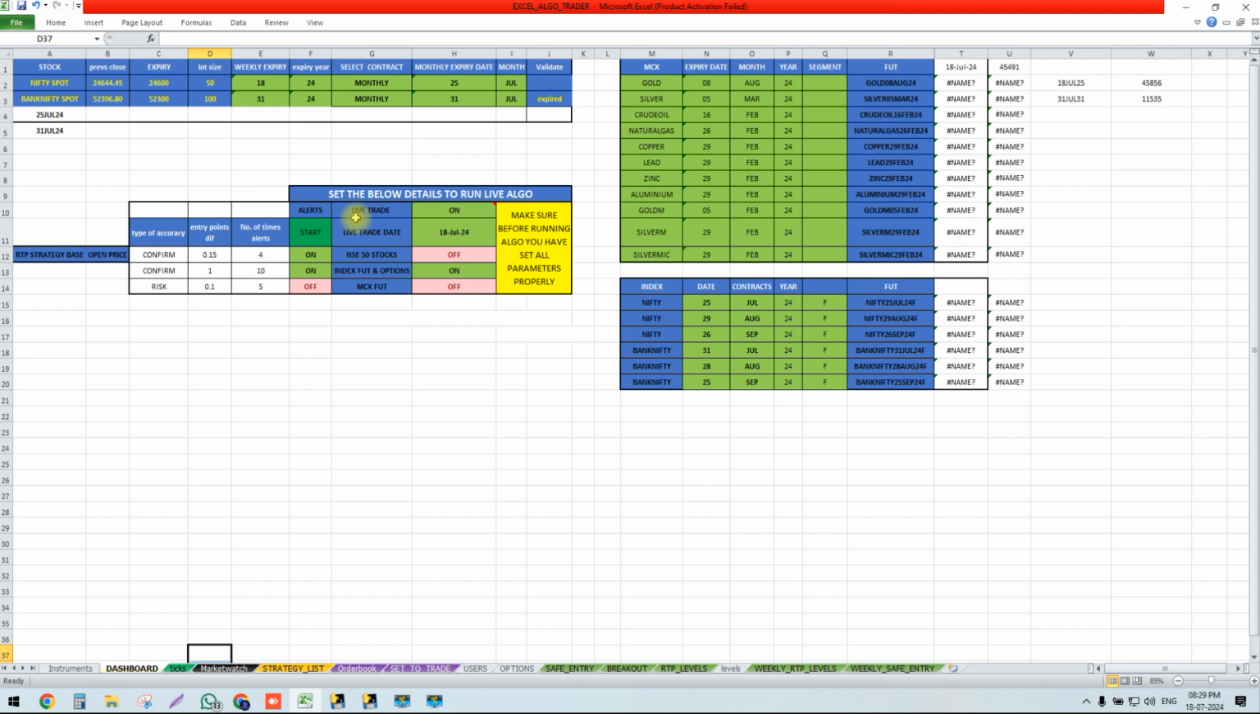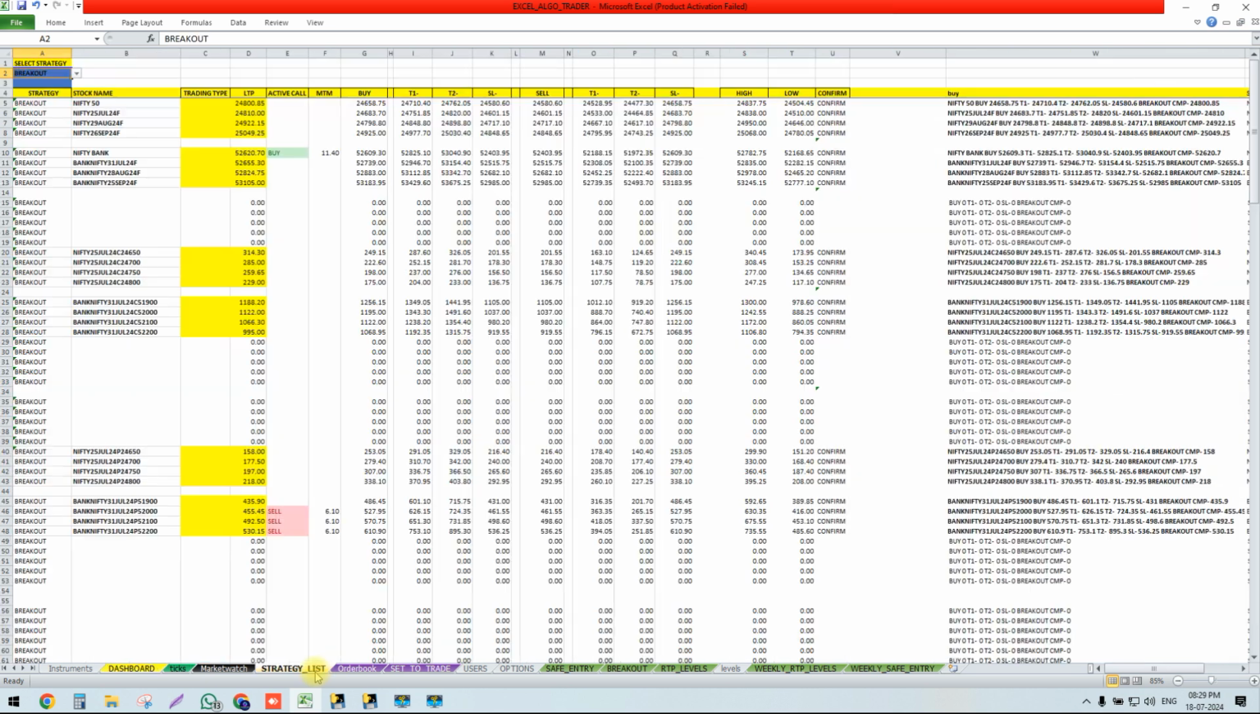First you have to turn on live trading. See here, live trade has an on and off option. You have to turn it on for live trade, and you have to set today's exact date. Today is 18, so I have set it to 18th July 2024. After setting this, it's not over yet.